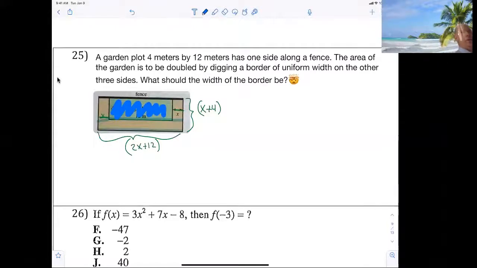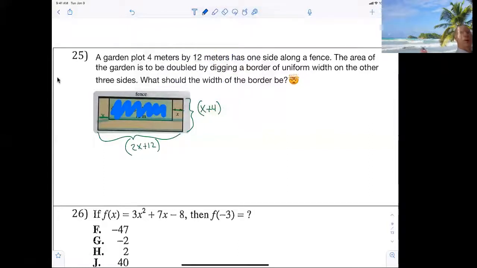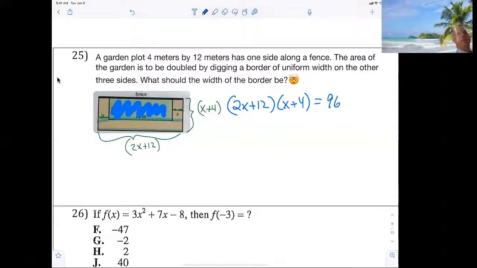What does that mean? What is 48 times 2? That's all there was to it. 2x plus 12 times x plus 4 must equal what? 96. That's all there was to that. Anybody have any issues on that now? Does that make sense?